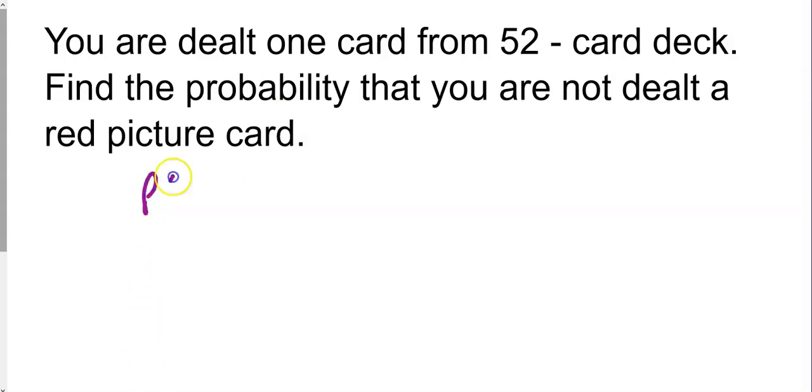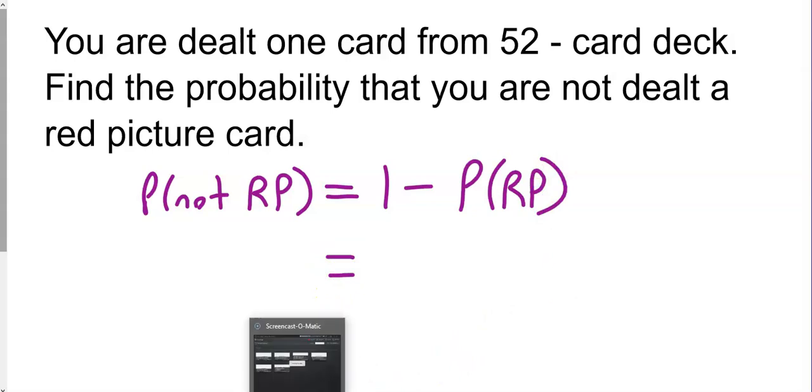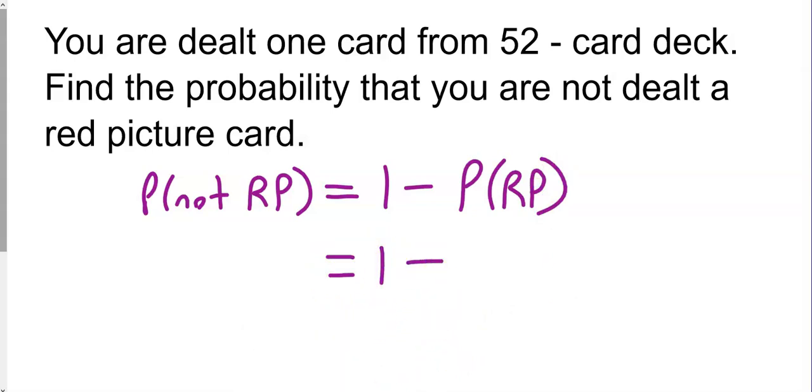Okay. So what is the probability that it is not a red picture card? So that's not RP, red picture card, because I'm lazy and I want to abbreviate. 1 minus, well, what's the probability of actually getting a red picture card? So, 1 minus, how many red picture cards are there? There are a total of 6 out of 52. There are 6 because you have the Queen of Hearts, the Queen of Diamonds, the King of Hearts, the King of Diamonds, and the Jack of Hearts and the Jack of Diamonds.